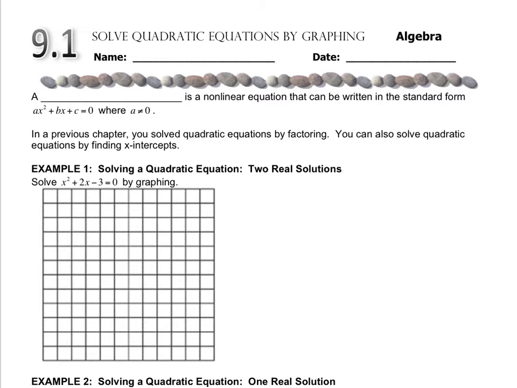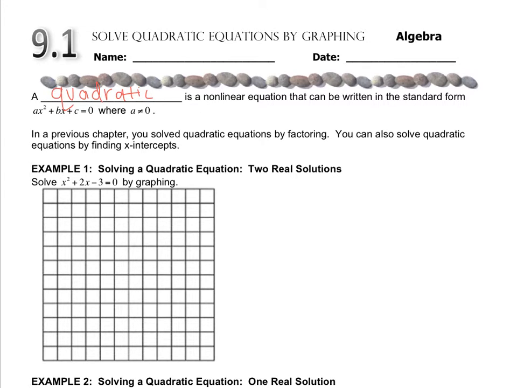In Chapter 8, we graphed quadratics, and the difference between Chapter 8 and Chapter 9 is that in Chapter 9, we're going to solve the quadratics. That means we're going to find the values where it equals 0 or it equals a particular number. As a refresher about the definition, a quadratic is a nonlinear equation that can be written in the standard form ax squared plus bx plus c equals 0, where a isn't 0, because if a is 0, then you just have a line.